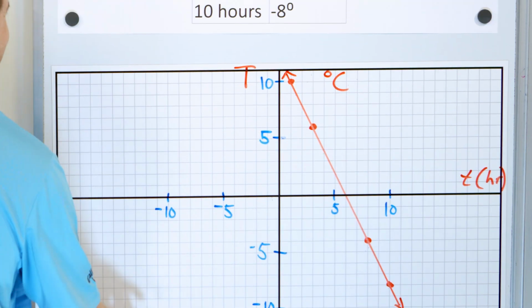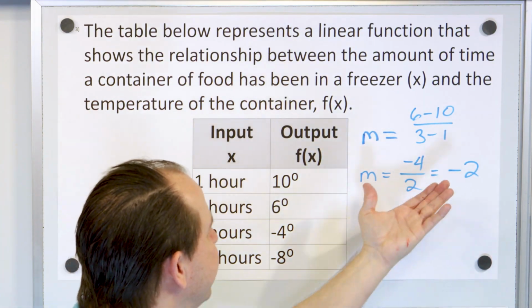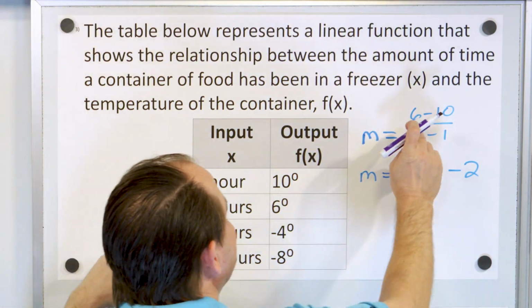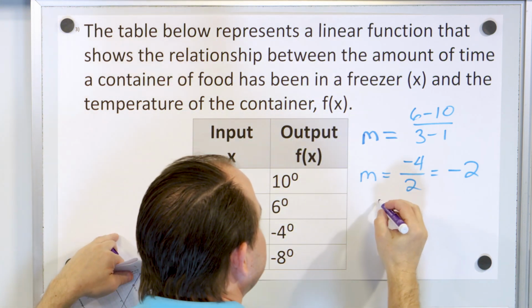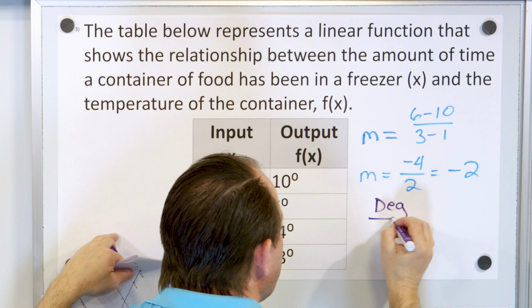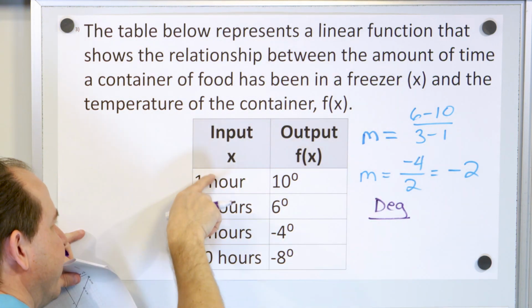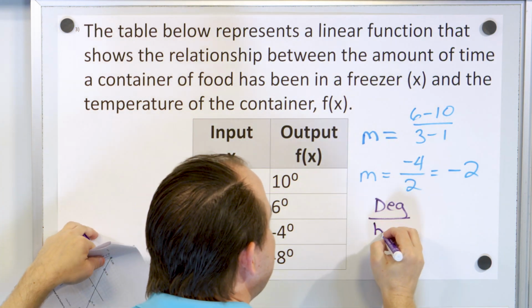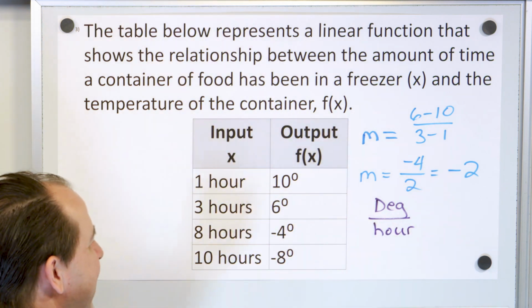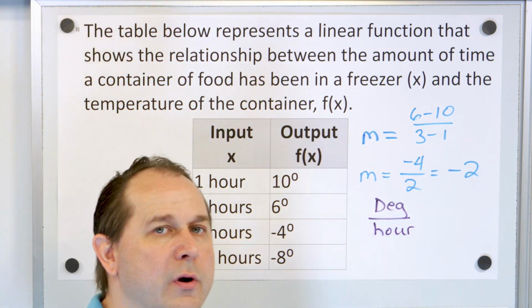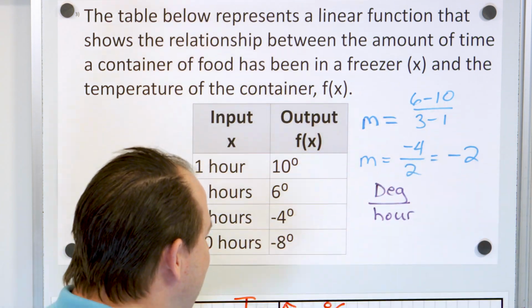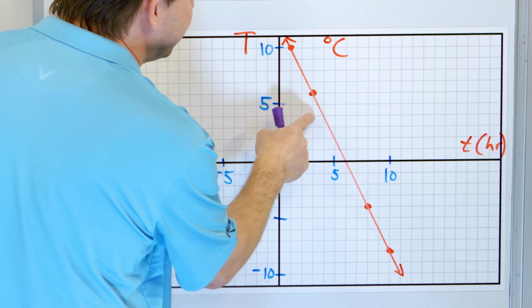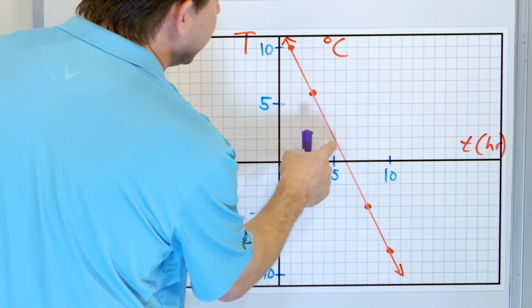But what does this mean in terms of a rate of change? Negative 2. Well, what did we subtract? We subtracted 6 minus 10. That was the output, which was degrees. So the units were degrees per, or divided by, hours, because we subtracted hours on the bottom. So the rate of change here is negative 2 degrees per hour. So you can think of negative 2 being rise over run. Of course, you can go down 2 over 1, down 2 over 1, down 2 over 1.